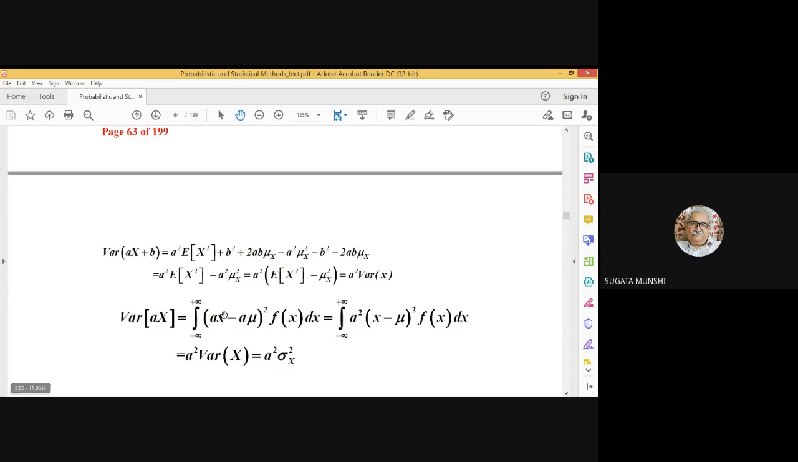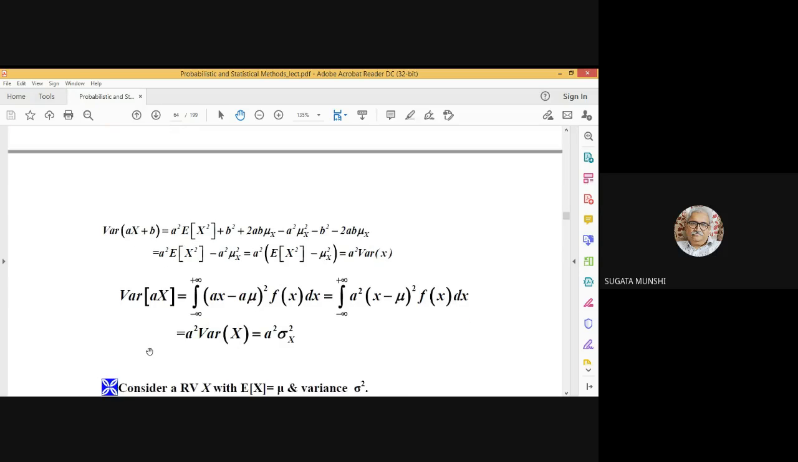Variance of ax, straightway from here, it was not necessary to use this expression. Straightway from here, we could write that variance of ax is simply a square into variance of x. But anyway, I have traveled along a different path to show that variance of ax is a square sigma x squared. So whether b is 0 or whether b is 1, whatever may be the value of b, it doesn't matter so far as variance is concerned.